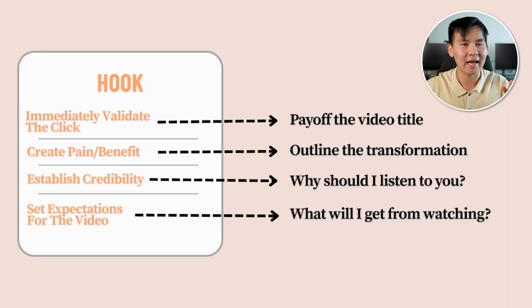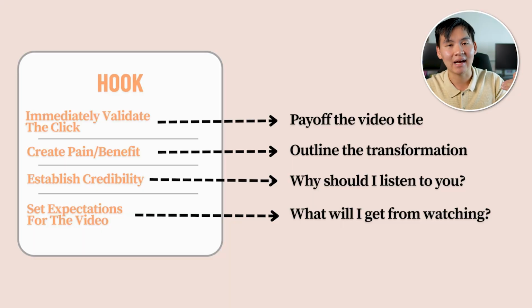Let me break down the 4 key elements of a hook right now. Element 1 is to immediately validate the click. The moment your video starts, the title and thumbnail that your viewers click on will set certain expectations for what the viewer will get. And it's your job of the very first line to meet that exact expectation. So the first line, you have to immediately pay off the video title. This can be as simple as repeating the video title or having certain elements of the video title in the very first line of your script.